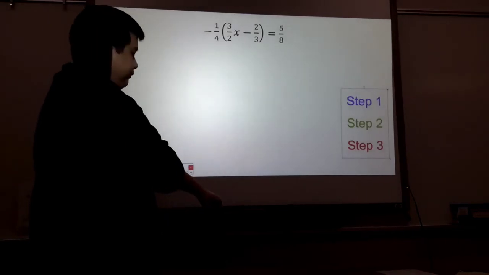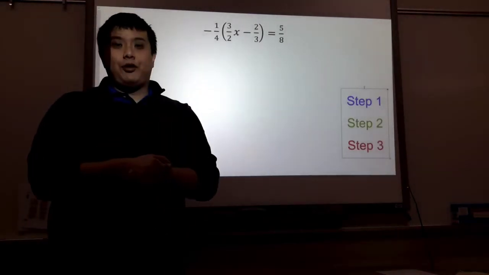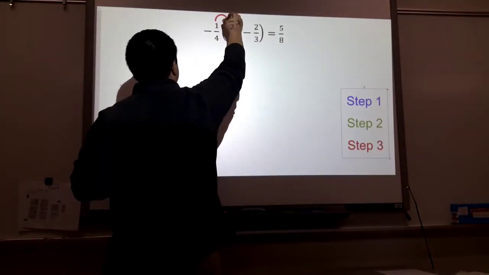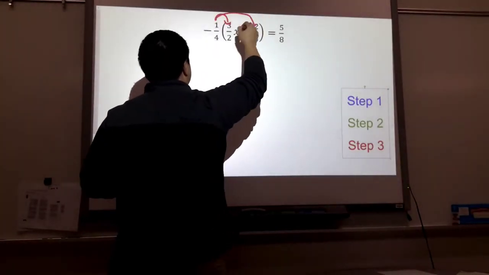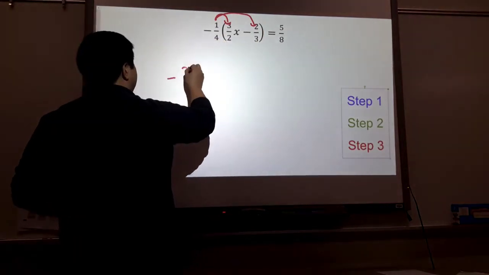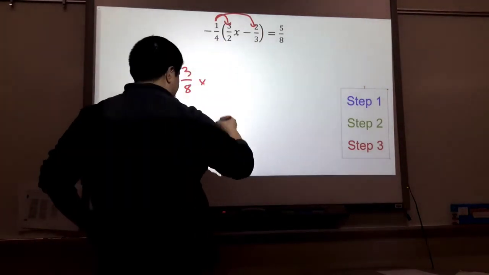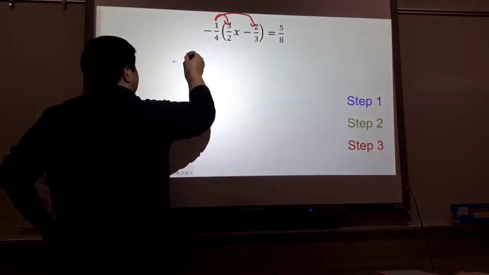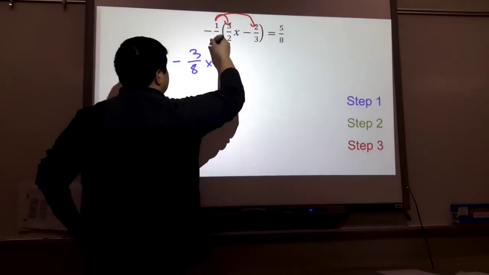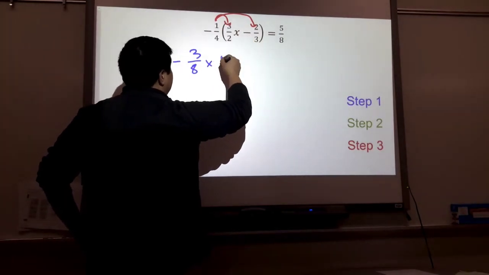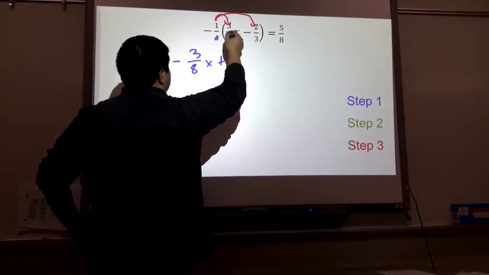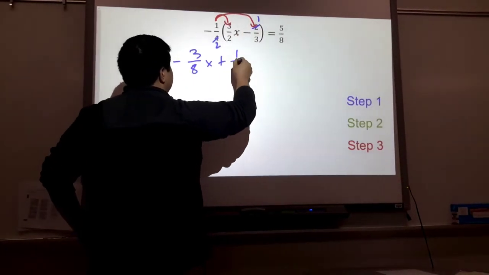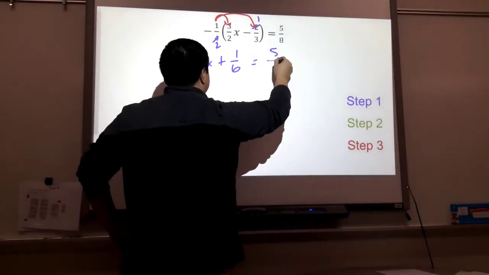Our next one. Here, we do have a step 1 because we need to distribute. So when we distribute this part to right here and this part to right here, we get negative 3/8 x, and then again we're going to distribute plus, this part can cancel out with this part, 2 and 1, we get 1/6 equals 5/8.